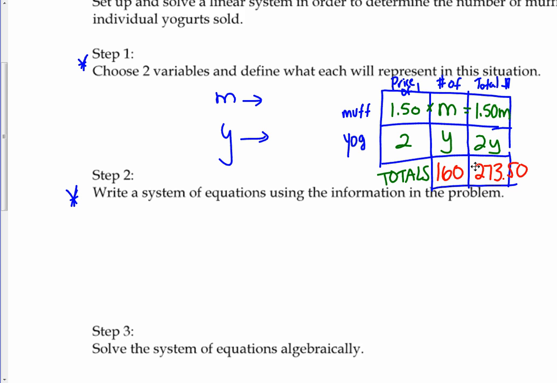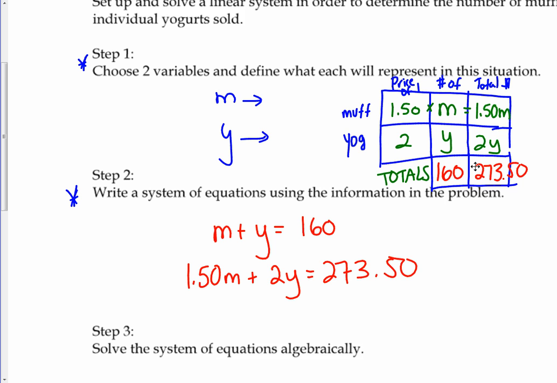Okay, and so there's your two equations. Your first equation would be M plus Y equals 160. M muffins plus Y yogurts equals 160 total objects sold. Then the money all goes together. 150M plus 2Y, always all the money together. Usually, well, whenever you have a total amount of money and a total objects problem, equals 273.50. Okay, so M stood for the number of muffins sold. Okay, Y was number of yogurt sold. And there's your two equations.